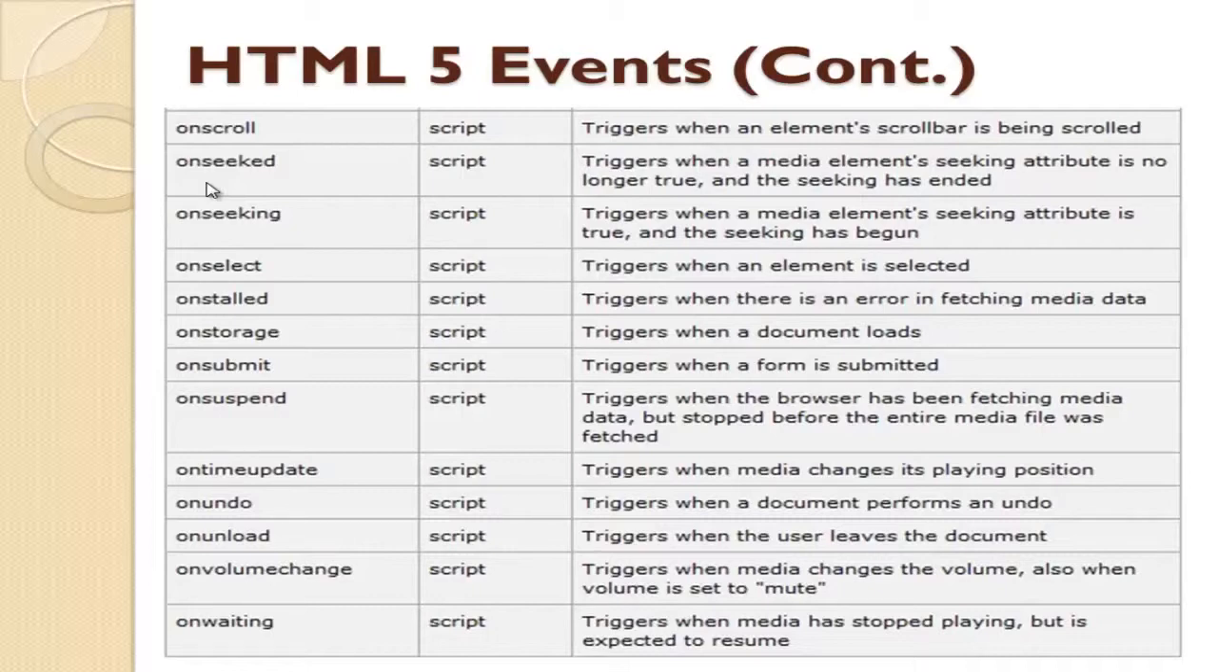Onsuspend triggers when the browser has been fetching media data but stopped before the entire media file was fetched. Ontimeupdate triggers when media changes its playing position. Onundo triggers when a document performs an undo. Onunload triggers when the user leaves the document. Onvolumechange triggers when media changes the volume, also when volume is set to mute. Onwaiting triggers when media has stopped playing but is expected to resume.